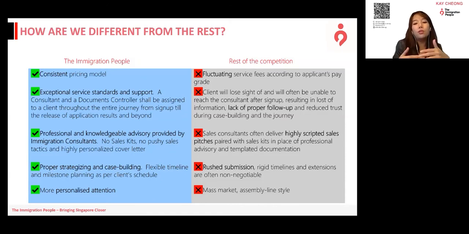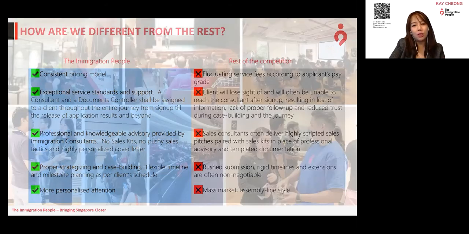So, proper strategizing and case building. For some companies, they will tell you, in 1 month we can file the application. How can you build up the profile in 1 month? It doesn't make sense, because when we tell you that you have to do some donation and volunteering work, these are things which cannot be built up in a short time, 1 month or 2 months. Now the next one, more personalized attention, like we did mention to you.